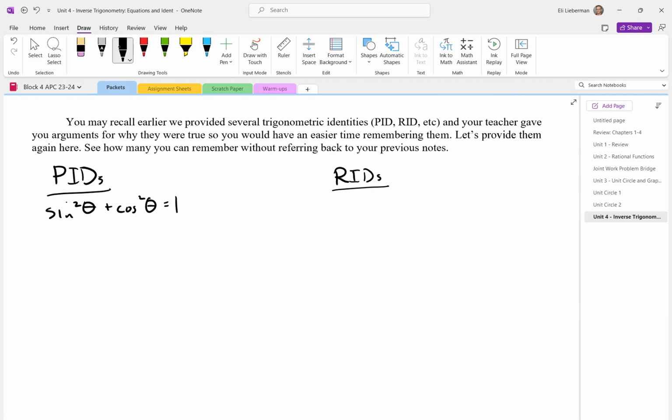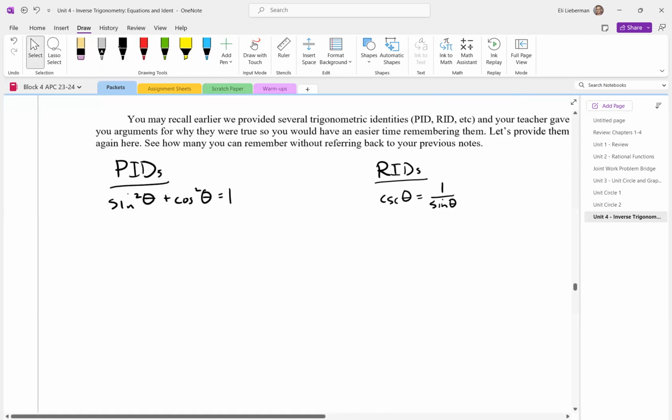Nathan, do you remember? Oh, nice. Like you just pull it from your brain right there. Okay, so that's one of the reciprocal identities. How many are there? Really, just 3? I think there's 6 of them. Okay, so aside from those, there were also quotient identities, QID.